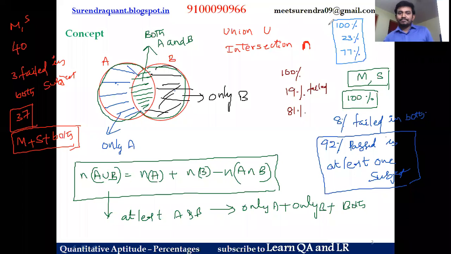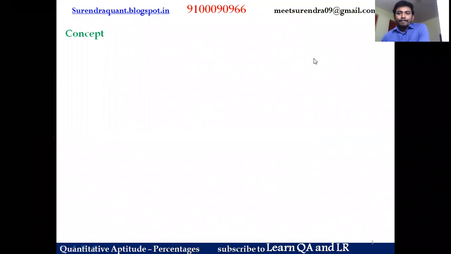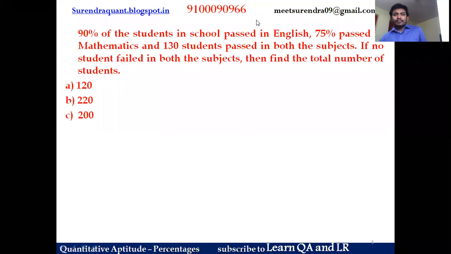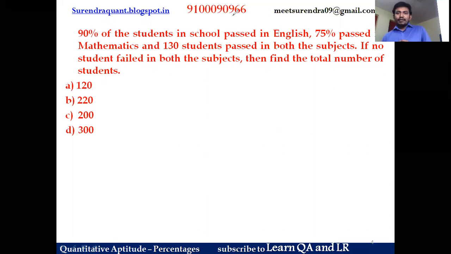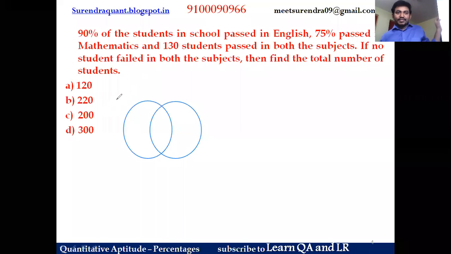Let's go for the question, guys. 90% of the students in a school passed in English, and 75% passed in mathematics, and 130 students passed in both subjects. If no student failed in both subjects, then find the total number of students. So simply, friends, take a Venn diagram. So this is English passed, and this is mathematics passed, right? So English passed is 90%, and mathematics passed is 75%. And there is one statement, if no student failed in both subjects, which means what?